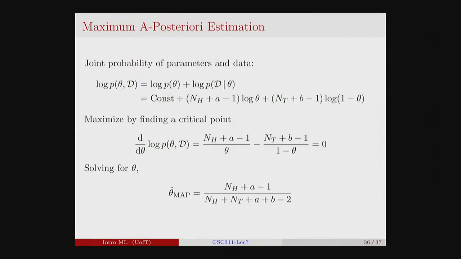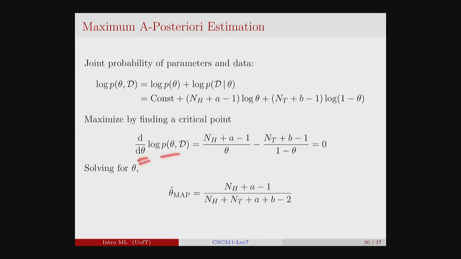So what do we actually compute that as? log p of theta plus log p of d given theta becomes nh plus a minus 1 log theta plus nt plus b minus 1 log 1 minus theta. And this is just a function of theta. And we can maximize this function as before by setting the derivative of this function to 0 and identifying a critical point.